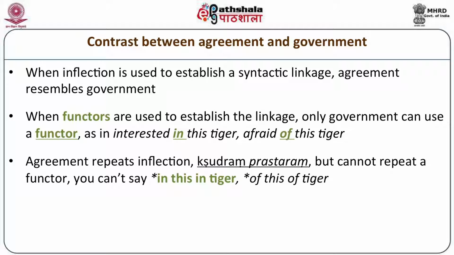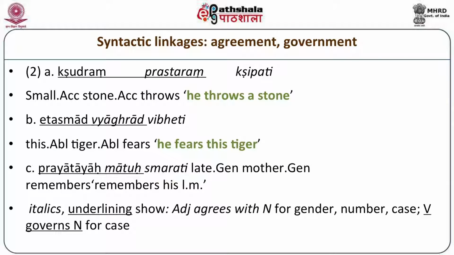What is different about them is that when you have agreement, the head and the dependent show the same feature. Thus, when you take the example about remembering the dead mother, prayataya matuh smarati, both matuh and prayataya have the same genitive case. That is a result of agreement. Agreement copies a feature. Whereas in government, the head verb, which does not itself have a case at all, imposes a case on the dependent, which therefore gets to carry it, an ablative, a genitive, or an accusative. That is the main difference.